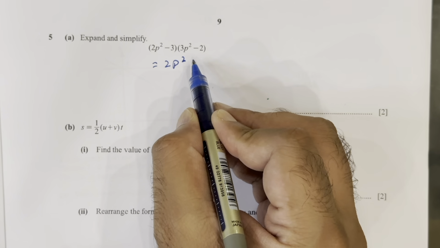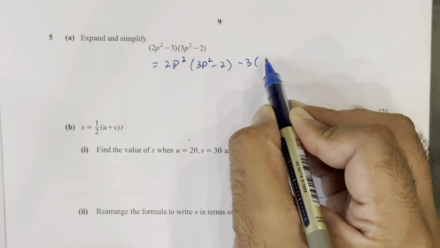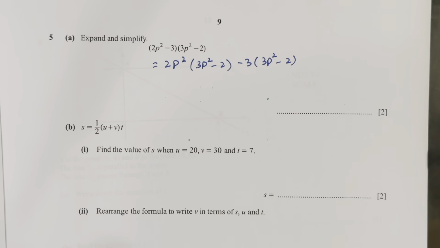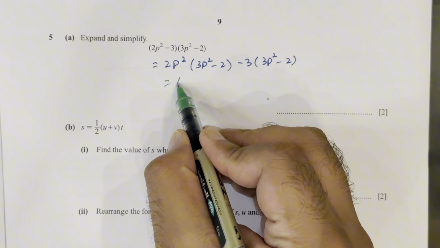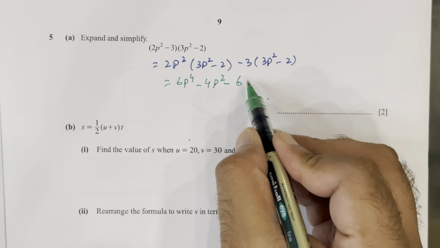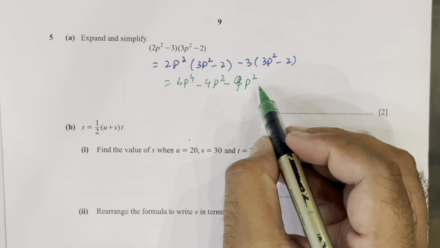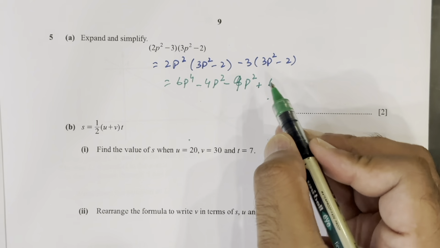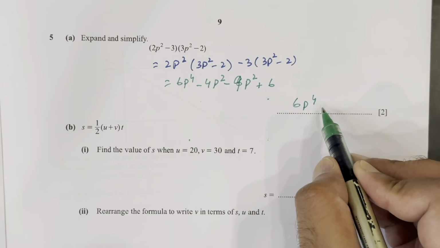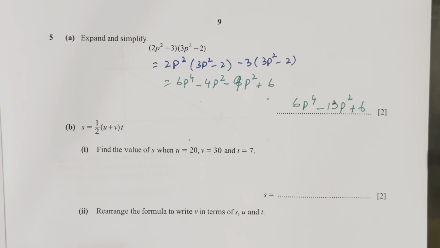So 2p square is multiplied by 3p square minus 2, and minus 3 is multiplied by 3p square minus 2. 2p square multiplied by 3p square would be 6p⁴, and it would be minus 4p square, and 3 3s are 9, so minus 9p square, and plus 6. So after solving, we get the value 6p⁴ minus 13p square plus 6.